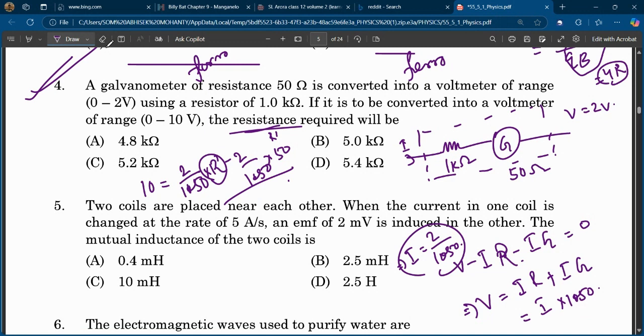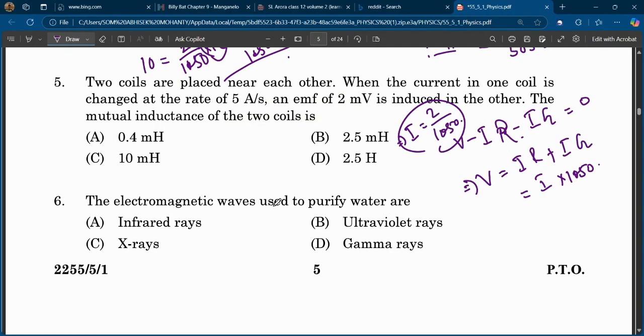Two coils are placed near each other. When the current in one coil is changed at the rate of 5 ampere per second, an EMF of 2 millivolt is induced in the other. The mutual inductance of the two coils is? Again, a very easy question. Let's try.